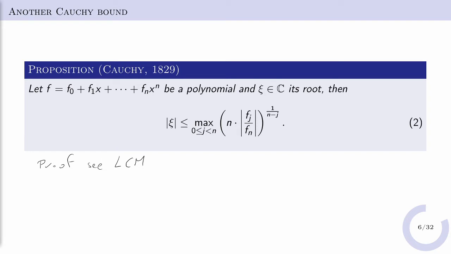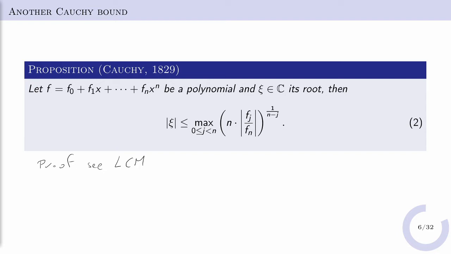As you can see, these oldest bounds due to Cauchy are now almost 200 years old. Of course, the development of mathematics didn't stop in the 19th century. So, in the meantime, many new results were developed for bounds of polynomials.